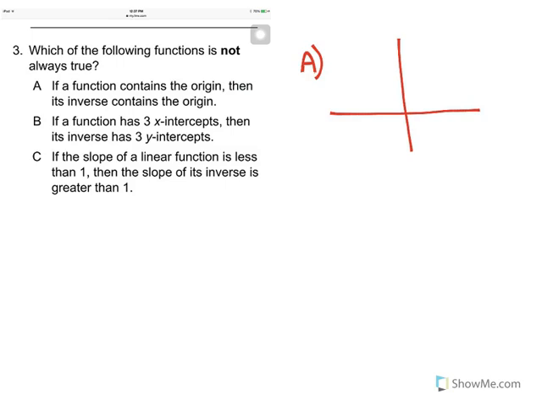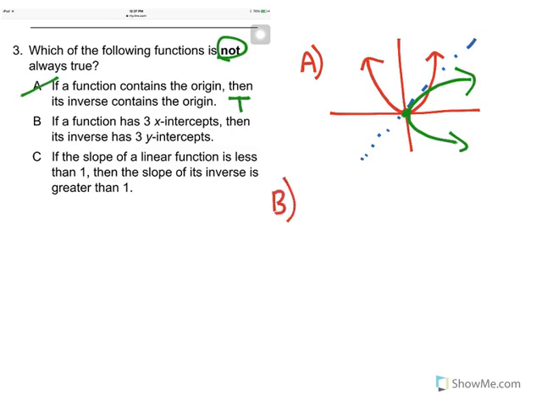What it means is, if you have something that goes through the origin, for example, this parabola goes through the origin, the inverse is actually reflected across this diagonal line here. So the inverse would look something like this. So it is true that if the function goes through the origin, the inverse is also going through the origin. So A is actually true. So we're looking for something that is false, because we're looking for something that is not true, and we know that A is true, so that is out of the question.